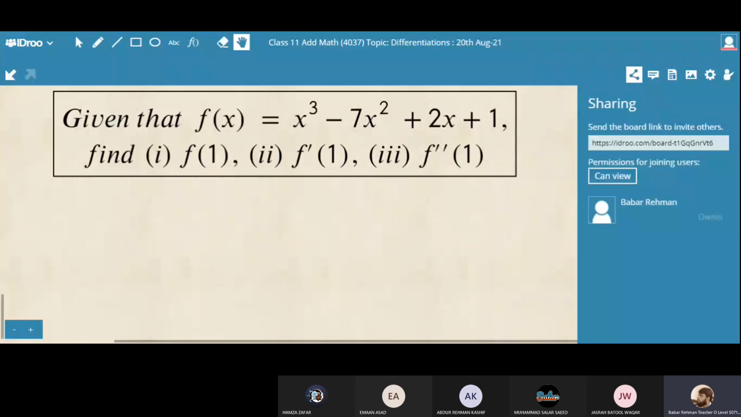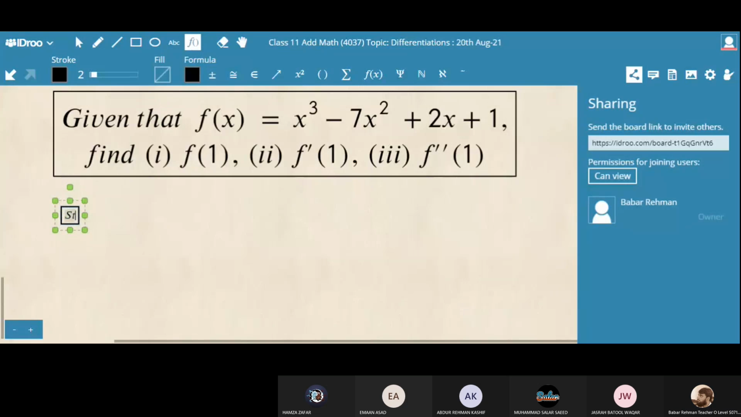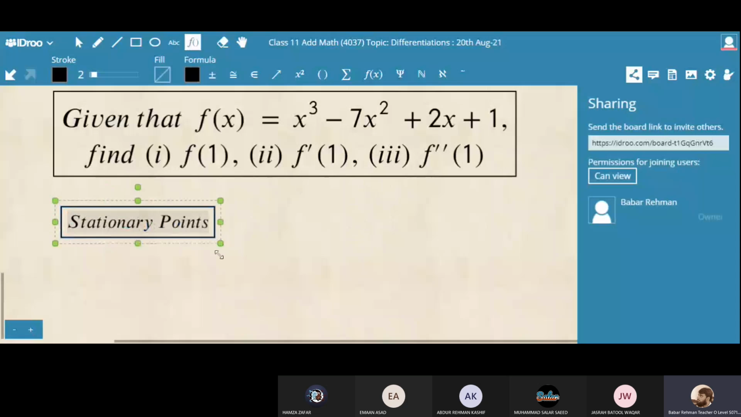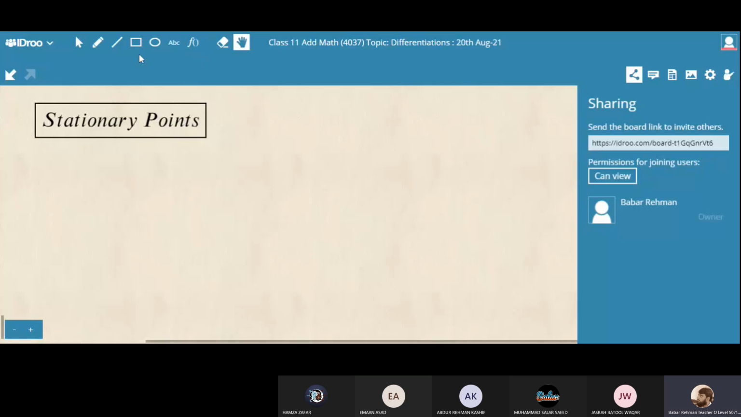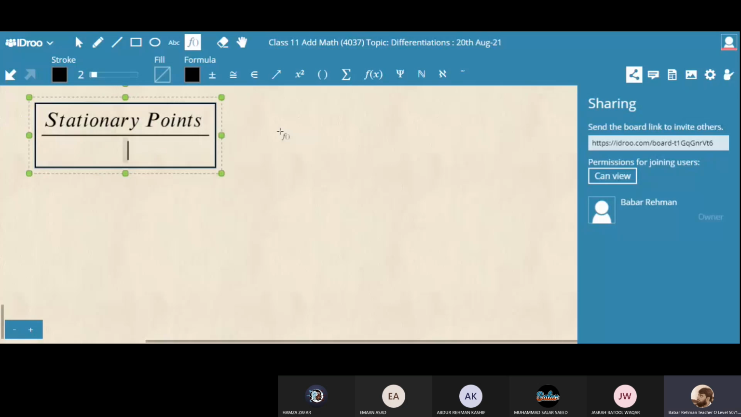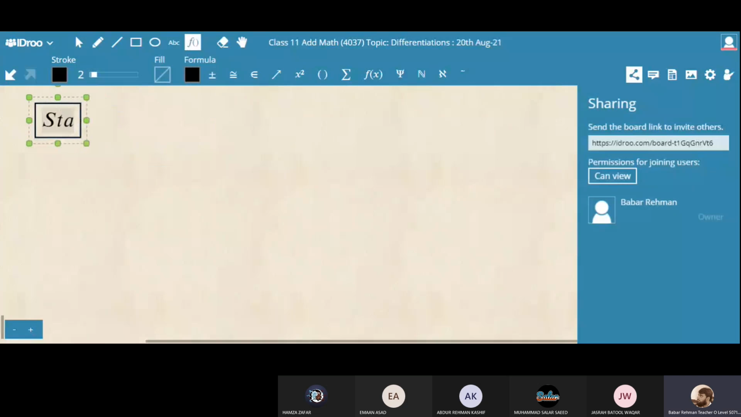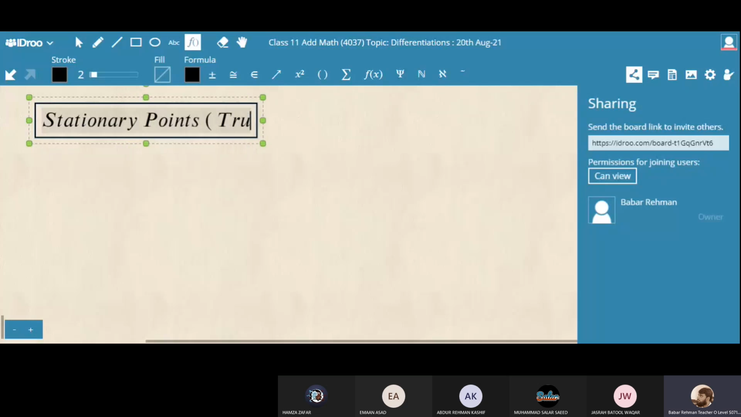Okay, now you have learned what is first derivative, what is second derivative. Now put the heading stationary points. This is the topic that we continue today. Stationary points means, student, stationary points means turning points.